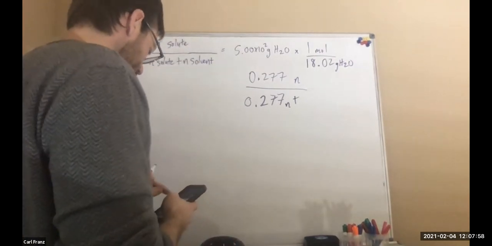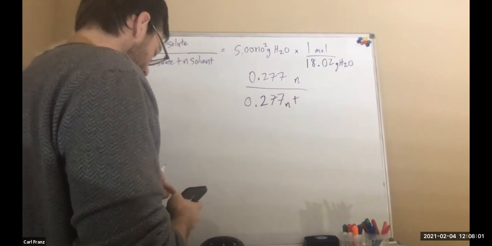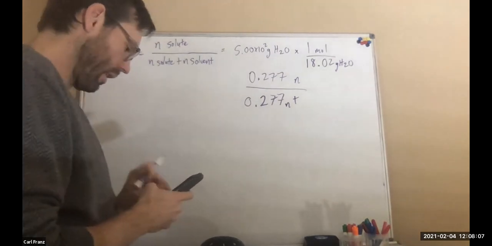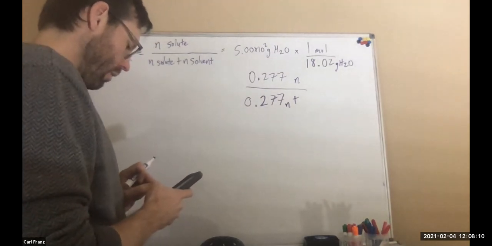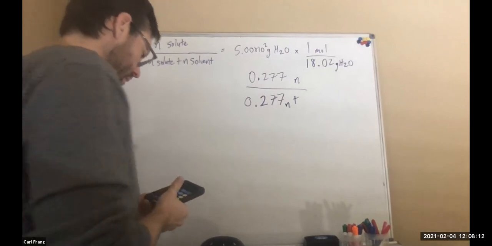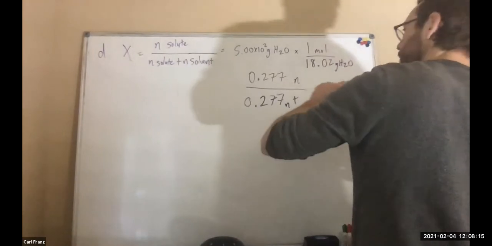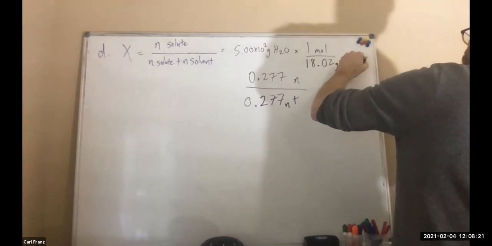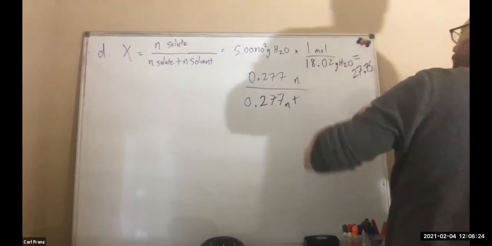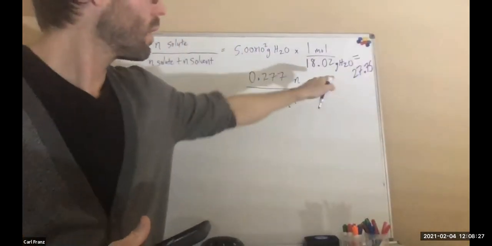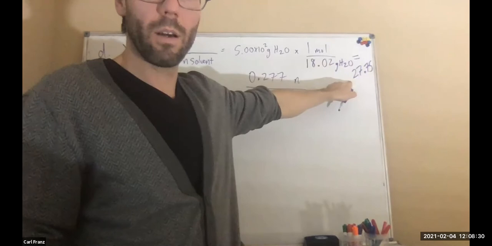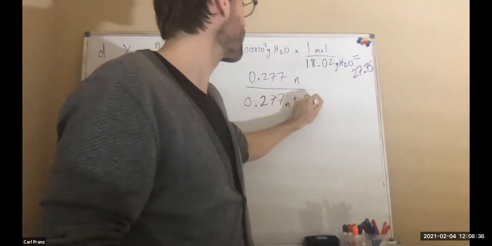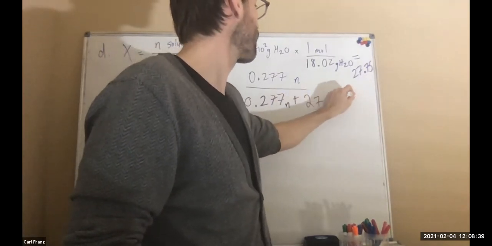If I do 5.00 times 10 to the second divided by 18.02, I get 27.75 for this. This equals 27.75 moles. Okay, so that's going to be this time plus 27.75.